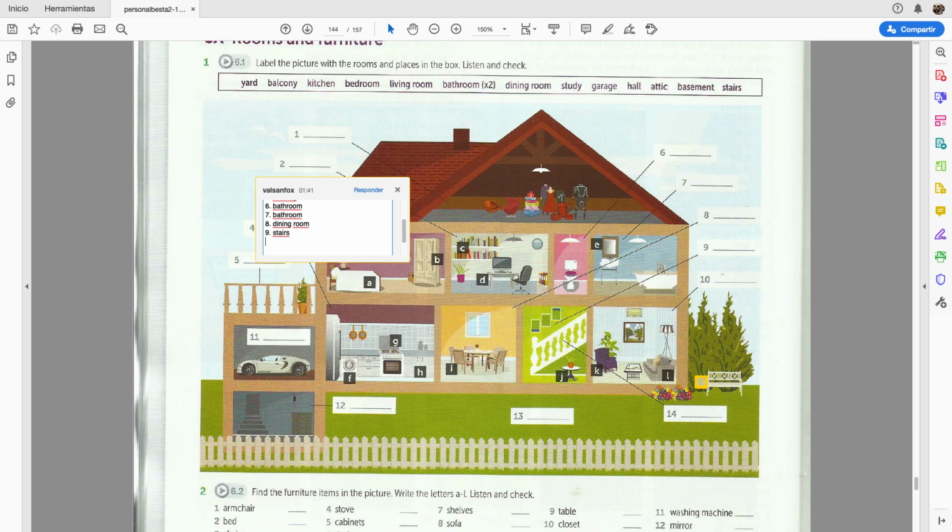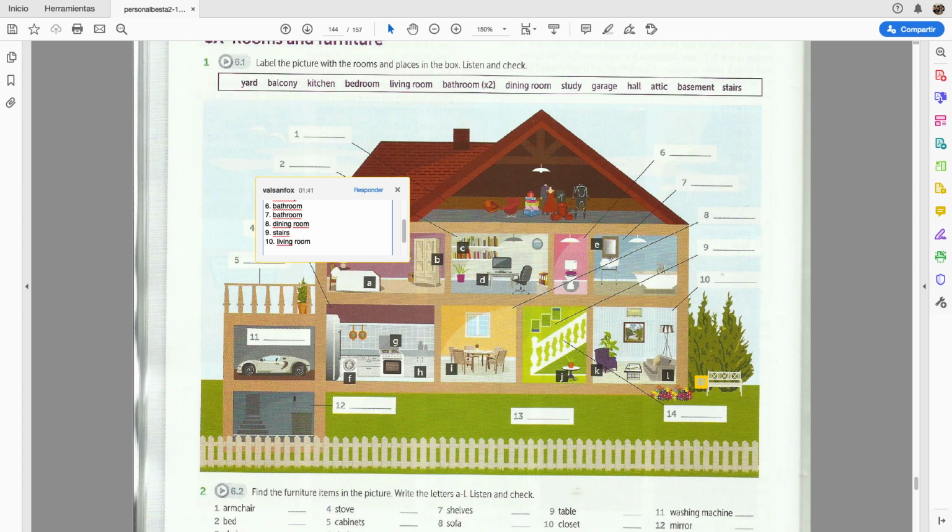And then if you go to number 10, that's my favorite place, because there you can relax, you can sit down on a sofa, talk to your friends when they visit you, and watch TV if you have a TV in the living room. That's the living room.